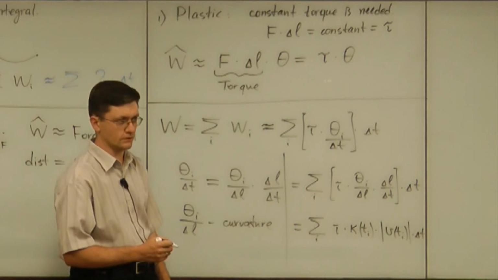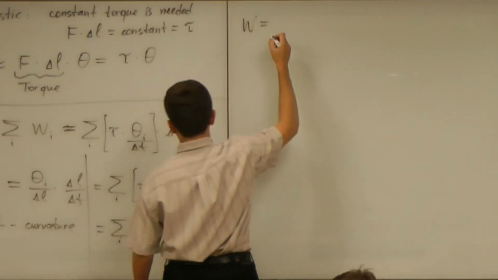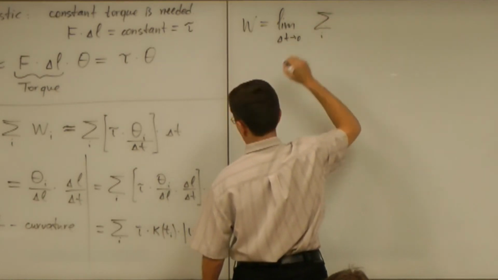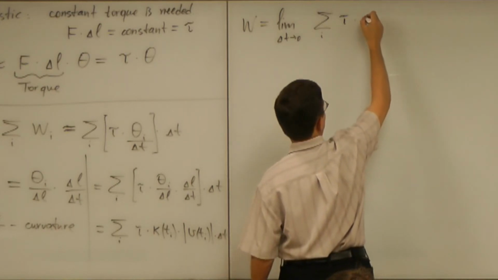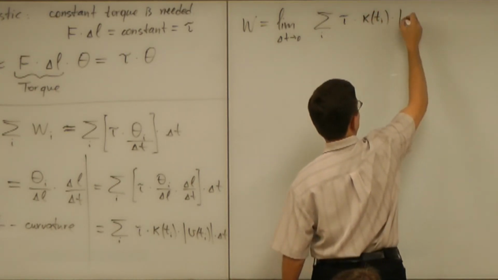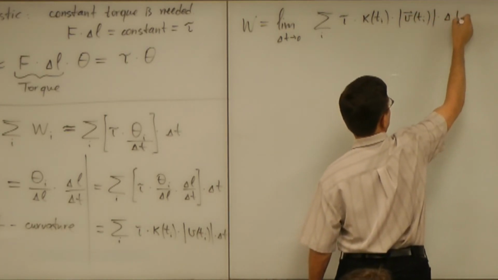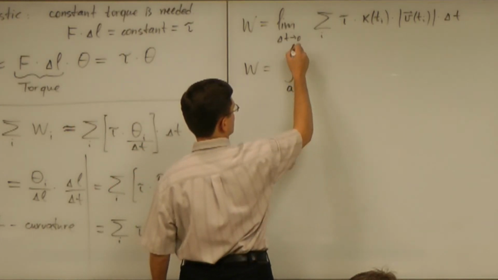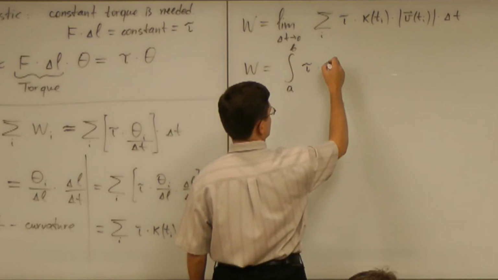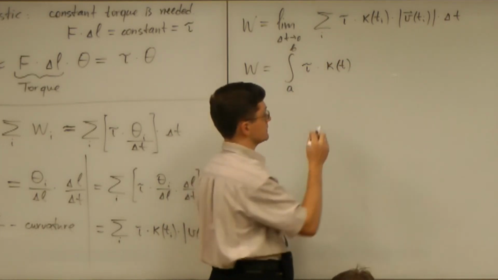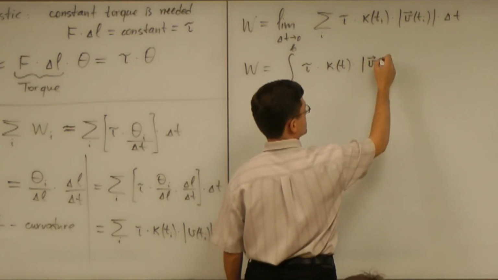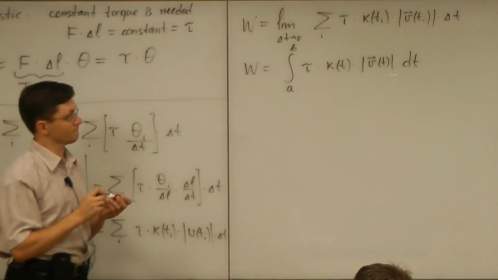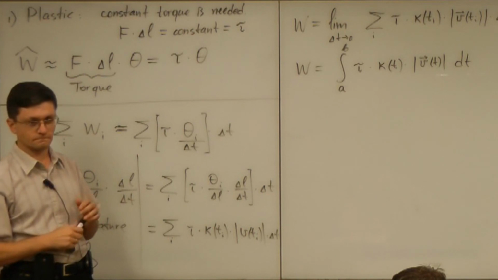And now we are ready to integrate. Now the work is the limit of those sums, as delta t goes to zero, of the sum over all i's of tau times kappa of t i times the magnitude of v of t i times delta t. That is the integral, where t changes from a to b, of the constant tau times the curvature at the given point t times the speed at the given point t. That's it. That's the work.